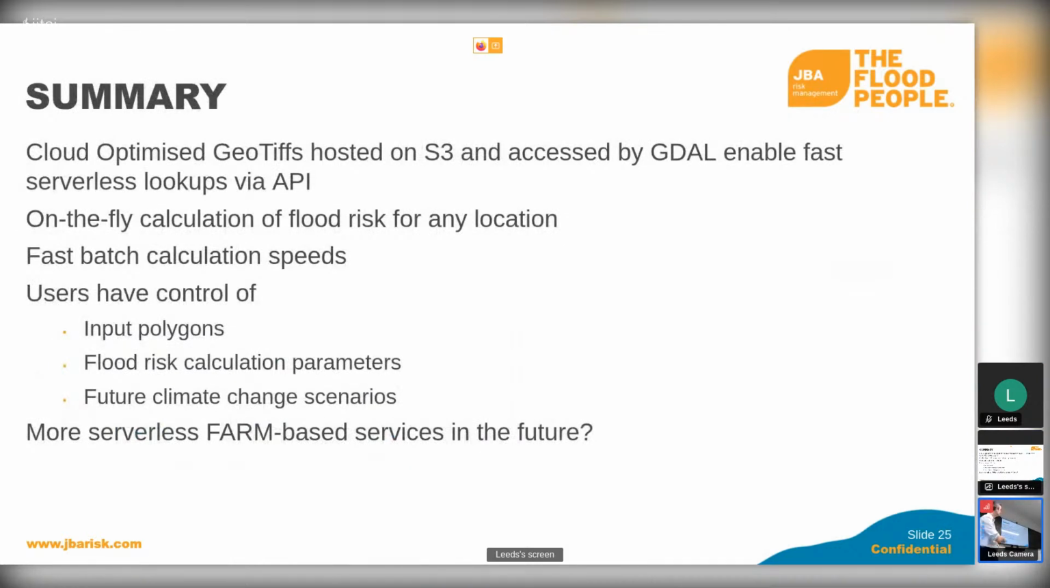So that's it. We have a quick summary. We've used an approach outlined by Tom for the previous FOSS4G event to use Cloud Optimised GeoTIFFs hosted on S3 and GDAL to do fast lookups against rasters. It allows us to do on-the-fly calculation of flood risk for any location globally. The scaling means that we can do very fast batch calculations, and it gives that flexibility that we're looking for. So it's a model that we're continuing to explore.